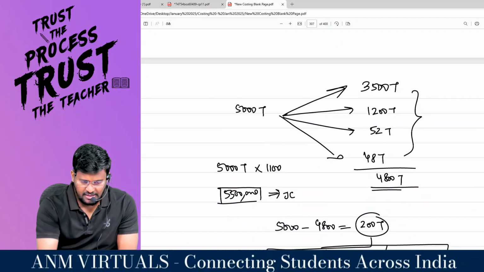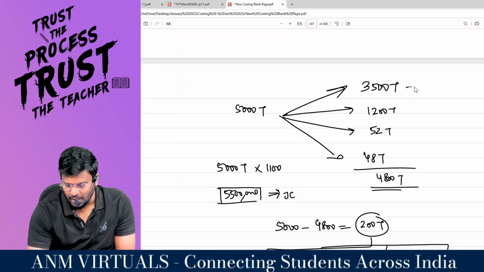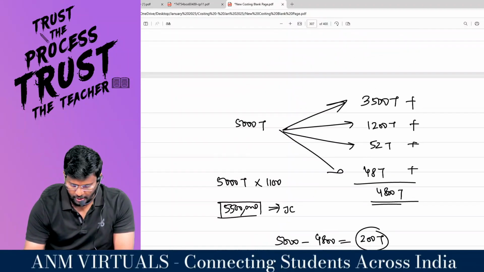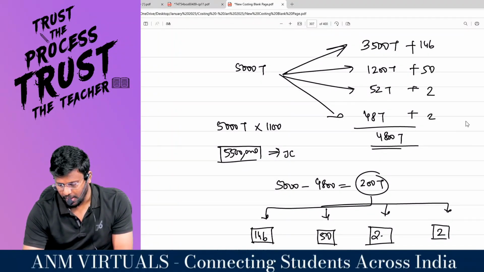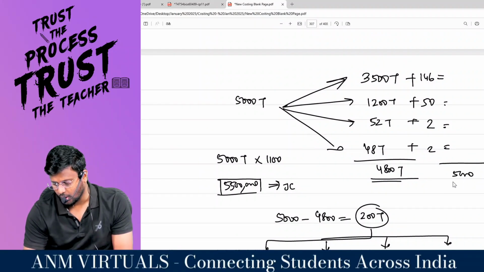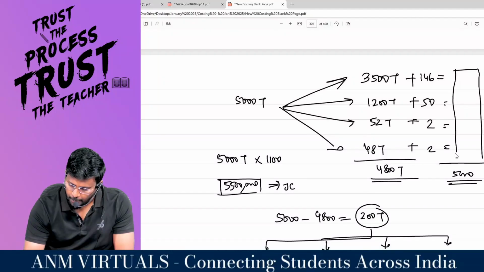That means this is only my output, my dear lovable students. To this I should add the what loss? Normal loss. Then only I will get the total input. So total input is 146 add, then 50 add, 2 and 2 add. You will be getting the input and that input will be total of how much? 5000. Based on this answer only we have to apportion the joint cost.